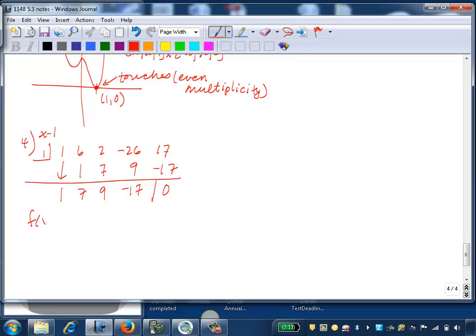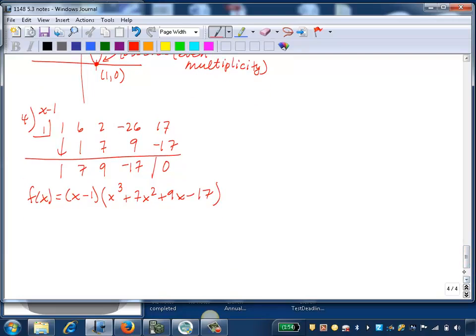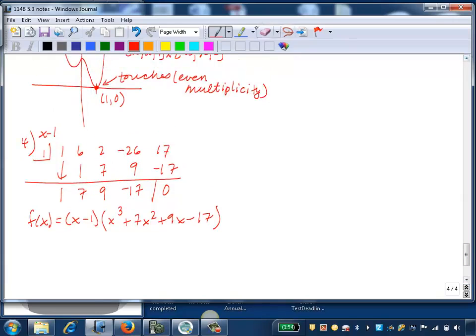So let's break this down into factors. So we know that our original polynomial is the product of x minus 1, and our quotient, our depressed polynomial here, x cubed plus 7x squared plus 9x minus 17.